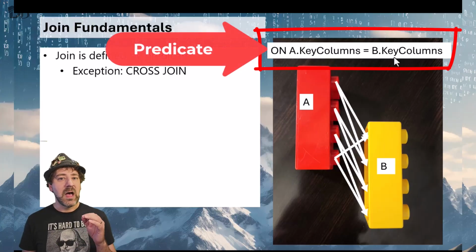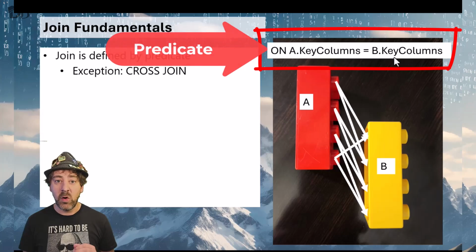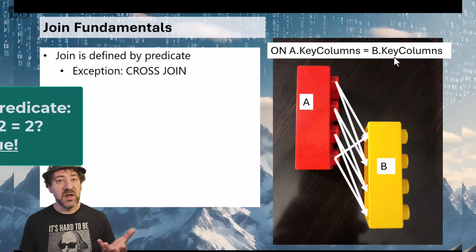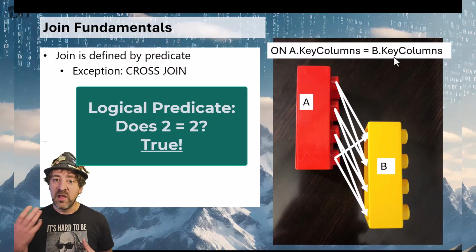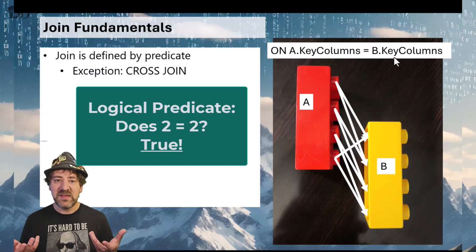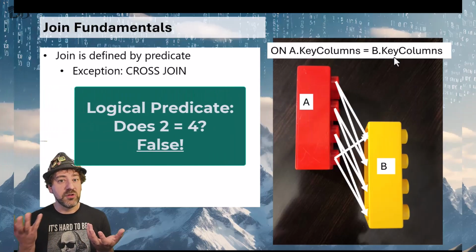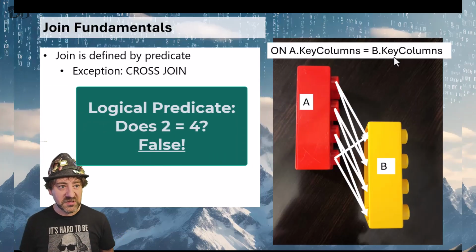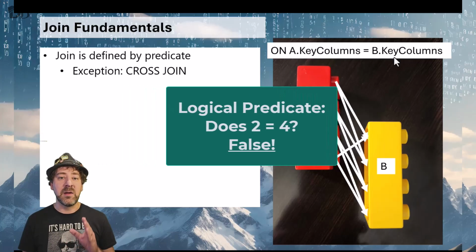A predicate means I take a formula and I can assess whether it's true or false. For example, does the number 2 equal the number 2? I can assess whether that is true or false. 2 equal to 2? That's true. 2 equal to 4? That's false. Okay? So we know that a join requires a predicate.